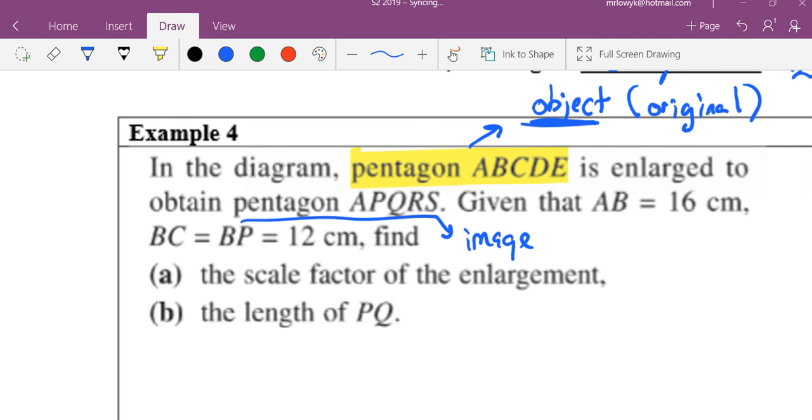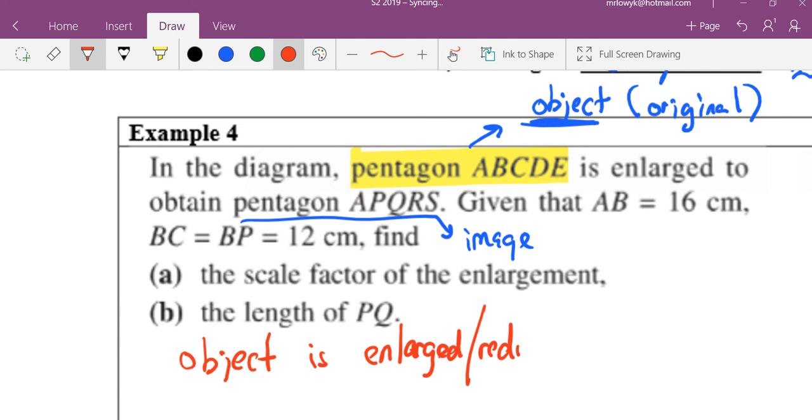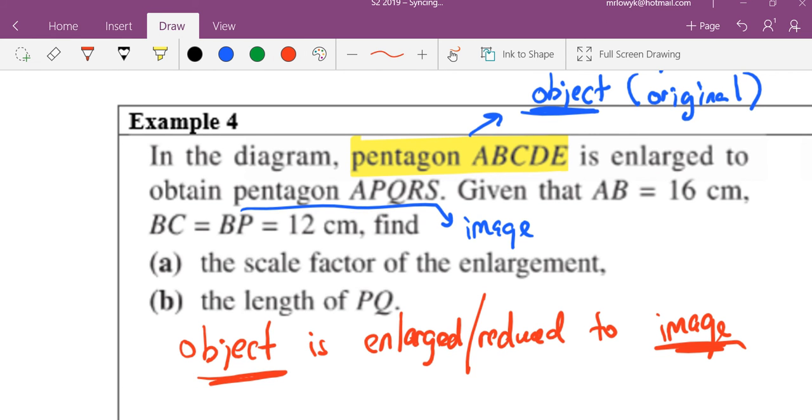Wait, let's get this straight. The sentence is always like that. The object is enlarged to the image. Do you follow? So maybe you want to write down in red: the object is always enlarged or reduced to the image. Does this sentence help you to understand which one is object, which one is image?